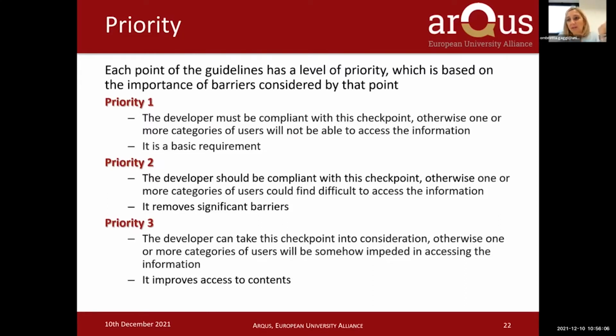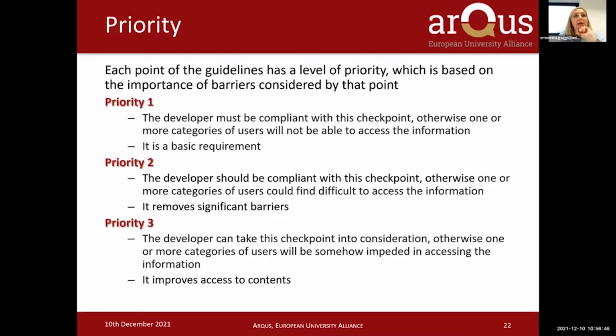Let me give you an example using an architectural building. Consider that you have a building with a small stair that you have to climb to enter the building. It is sufficient to have three or four steps. This means that people in a wheelchair cannot access the building, because they cannot go up the stair, even if it is a very short stair, only four steps. So it is a basic requirement. If you don't remove this barrier, people cannot enter.